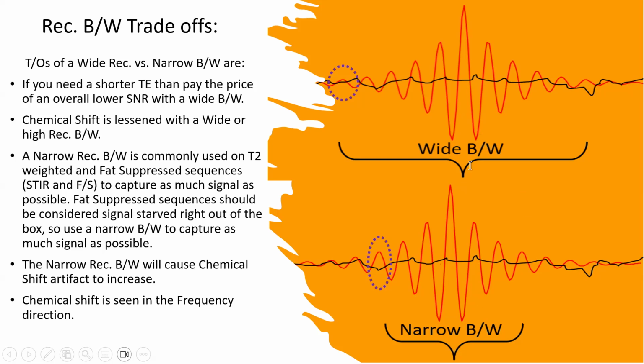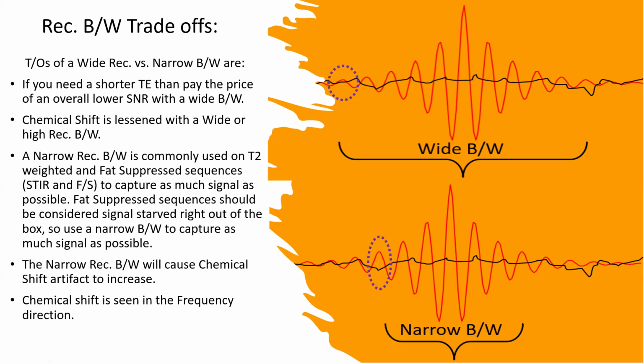So the question was, when do you use which one? You can use any one anytime you want, doesn't matter. But typically, you're going to use your wide receiver bandwidth on T1s. Can you use a narrow bandwidth on T1? Sure. Patient's not going to die. They're not going to burst into flames. You're not going to quench the magnet. The wide receiver bandwidth is going to give you a shorter minimum TE.